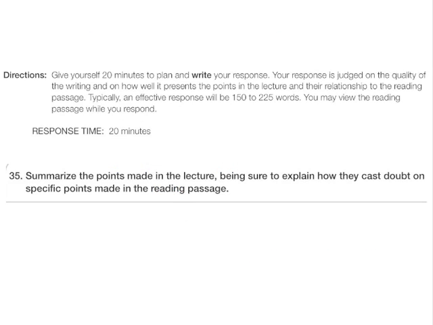So now, looking at the actual prompt, let's take a look. Summarize the points made in the lecture, being sure to explain how they cast doubt on specific points made in the reading passage. So this is the key here. The professor basically disagreed with the information. Now, as we go back and analyze the script itself, I think we will be able to point out very quickly how the professor expressed that particular doubt.